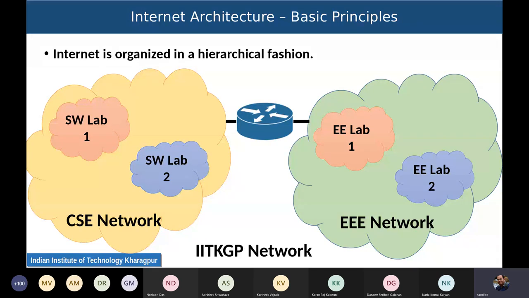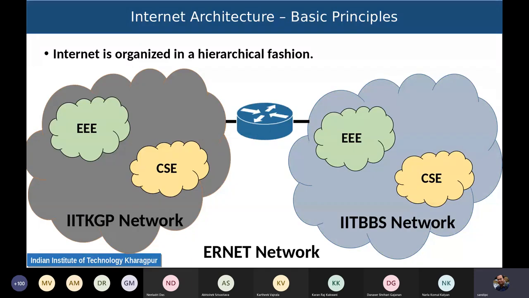Now every IIT has its own network. IIT KGP has its own network. Similarly, IIT Bhubaneswar has its own network, IIT Guwahati has its own network, IIT Patna has its own network. I'm just naming the IITs in the eastern region because they are directly interconnected. They interconnect with each other and form a network which we call the ERNET. Not only the IITs, basically all the educational institutes of India are part of this ERNET network. The full form of ERNET is Education and Research Network of India. So all these networks are part of this ERNET network.